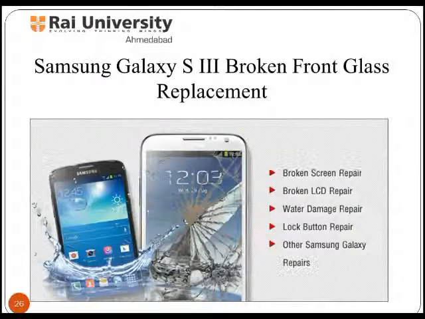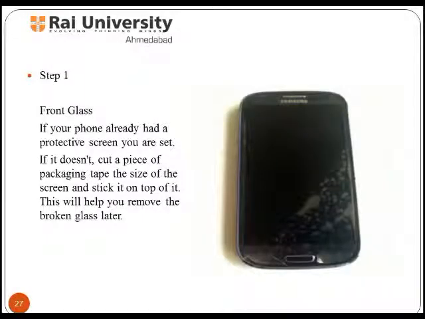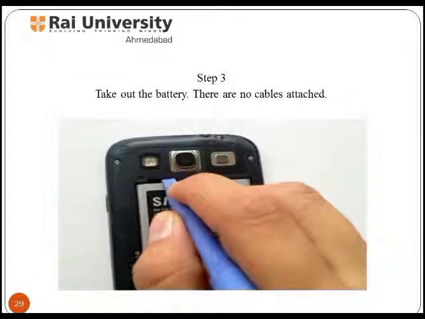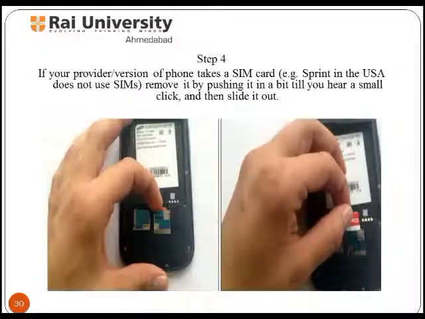How to replace Samsung Galaxy front glass. If your phone already had a protective screen, you are set. If it does not, cut a piece of packaging tape the size of the screen and stick it. This will help you to remove the broken glass later. With the plastic opening tool, open the back case. Take out the battery. If your version of the phone takes a SIM card, remove it by pushing it in a little bit until you hear a small click and then slide it out.